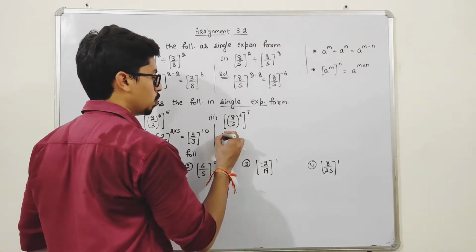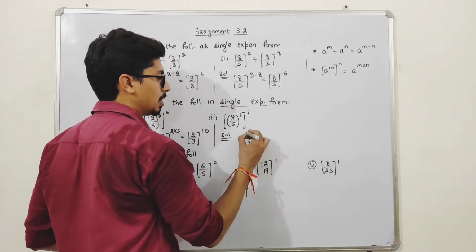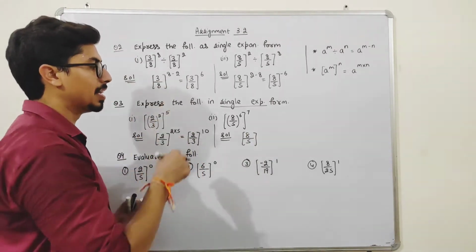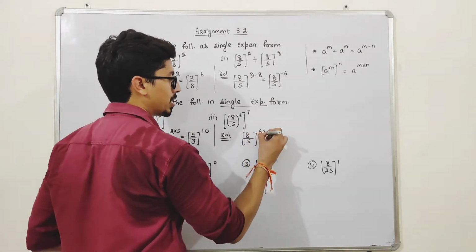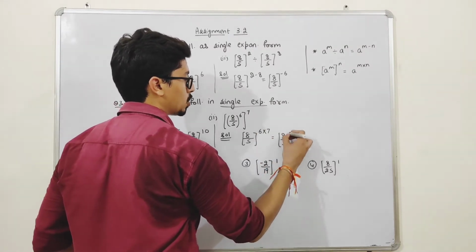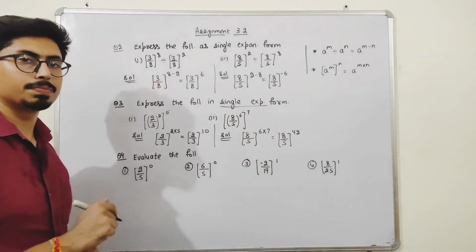Similarly, students, I can use it here also. 8 by 5, the base as it is. The first power is 6 and whole power is 7. So just multiply them. So 6 into 7. So it will be 8 by 5 whole raised to the power 6 7s are 42. So this is our required answer.